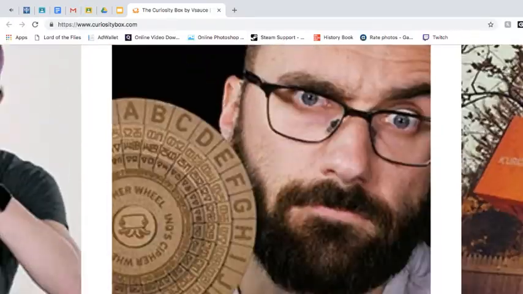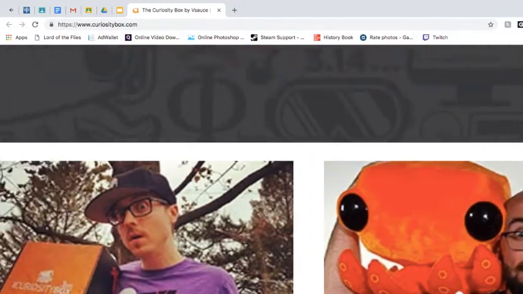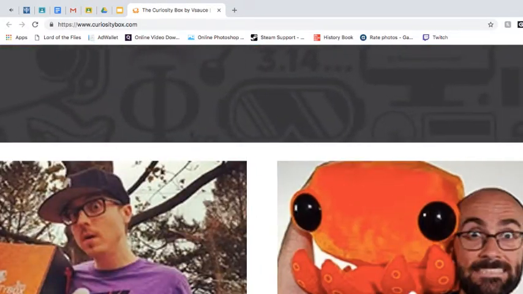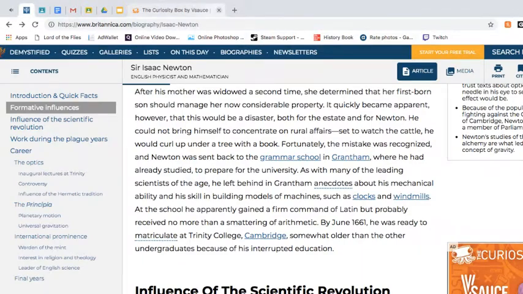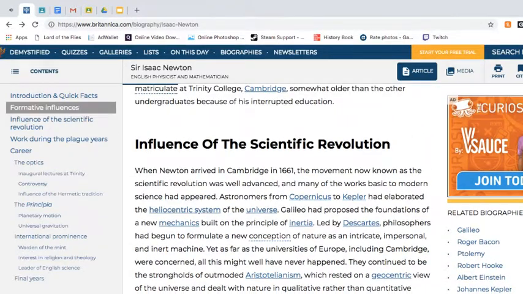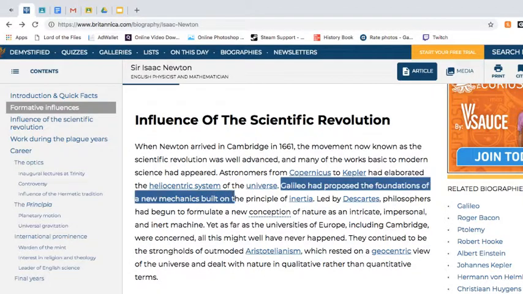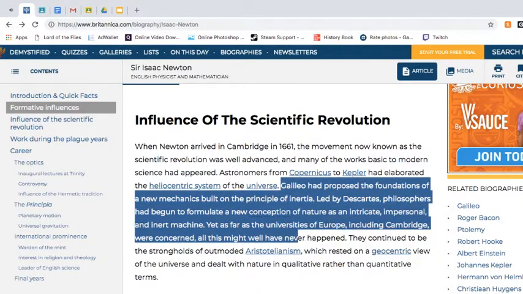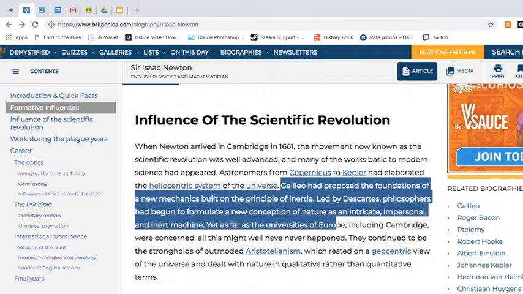When Newton arrived in Cambridge in 1661, the movement now known as the scientific revolution was well advanced, and many of the works basic to modern science had appeared. Astronomers from Copernicus to Kepler had elaborated the heliocentric system of the universe. Galileo had proposed the foundations of a new mechanics built on the principle of inertia. Led by Descartes, philosophers had begun to formulate a new conception of nature as an intricate, impersonal, and inert machine.